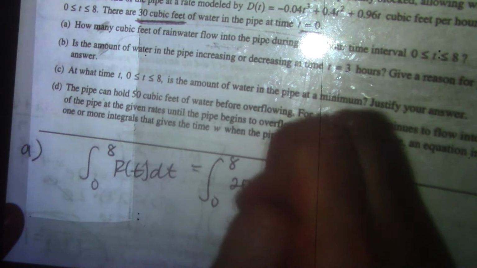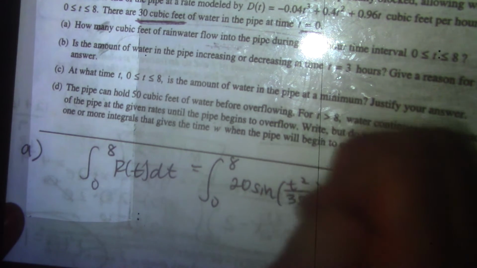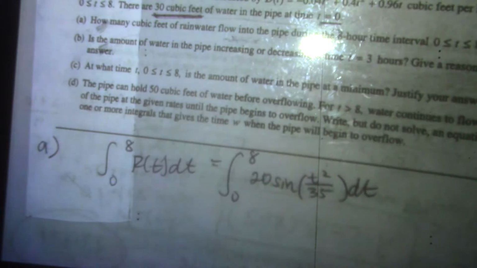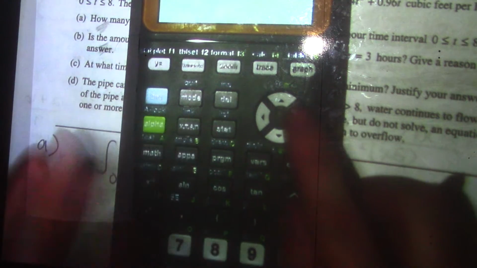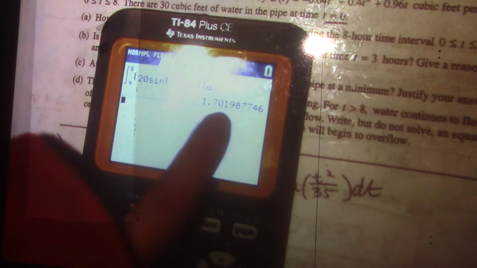So A would just be, this is a rate, so I'm going to take the integral of the rate to get how much actually changed. So I'm going from 0 to 8 of R of t dt, which is just 0 to 8. R of t is the 20 sine. And this one is a calculator part, so we just go to our calculator. Math 9, 0 to 8 of 20 sine x squared over 35 x. So this one I get 1.70198.